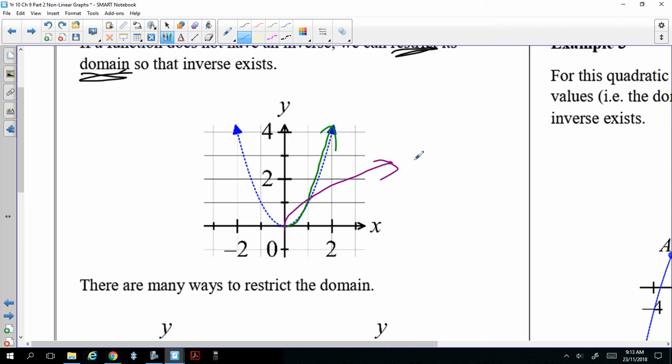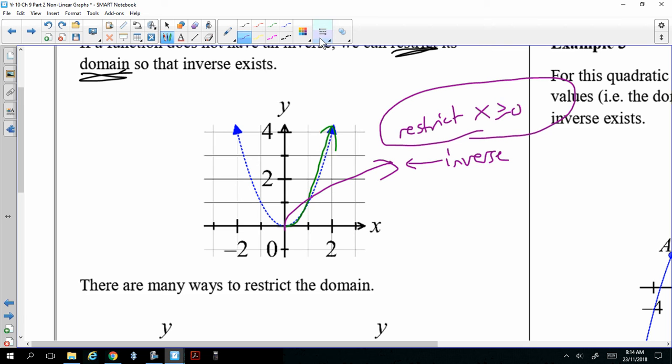Then the inverse exists, because if I use the horizontal line test, it will cross only once, right? It will satisfy the horizontal line test. Okay, because we'll just ignore the negative part, right? And that's not the only way, because you can choose x bigger than 0.